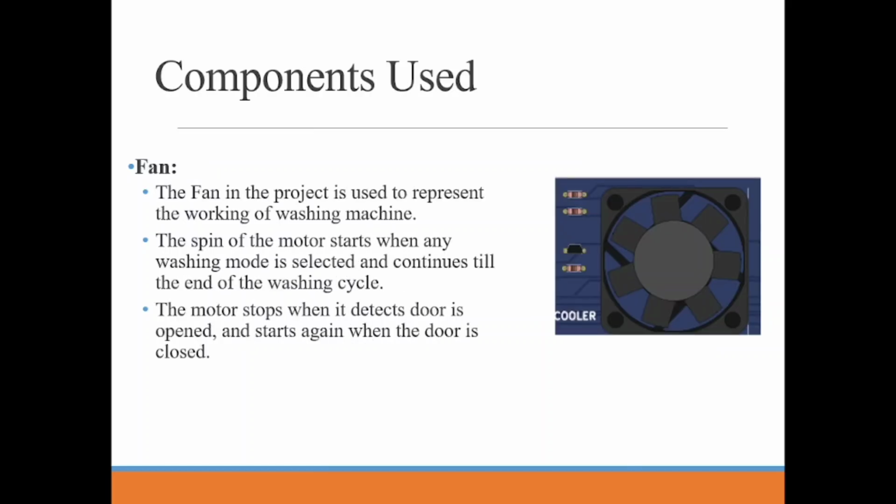So, the fan. The fan in this project is used to represent the working of the washing machine. When we set the program, the motor will rotate this fan to indicate that the washing machine is working. The spin of the motor starts only when the washing mode is selected and continues till the end of the washing cycle. The motor stops when we press switch 1, as we mentioned that it is used to replicate the door opening condition. So when switch 1 is pressed, the motor stops, and when switch 1 is released, it will again continue its operation.